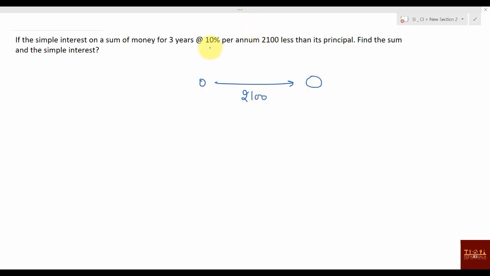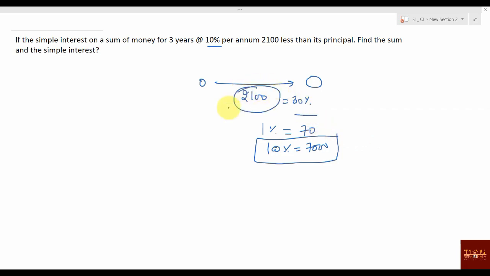And 3 years at a 10% rate of interest will be what? 30%. 30% is 2,100, so 1% will be 70. So 100% will be 7,000. And what is this 100%? Principal. So the principal is 7,000. And the simple interest will be how much? Simple interest is 2,100.